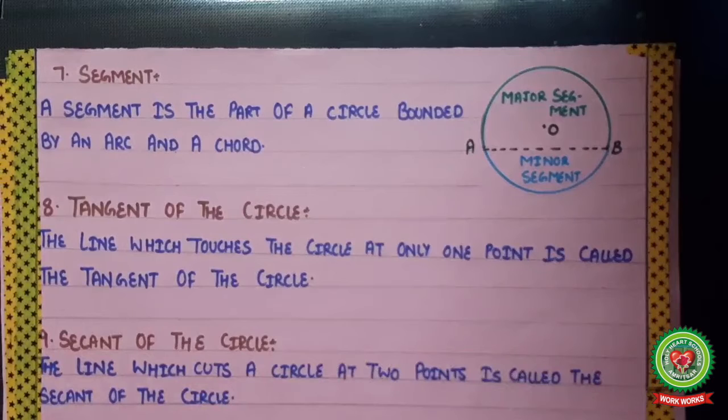Students, next term related to the topic is secant of the circle. Now what is secant of the circle? The line which cuts a circle at 2 points is called the secant of the circle. Here this line will cut the circle and this line will go outside the circle. So this line will be known as secant of the circle. Now I will show you the figures where the difference between chord, tangent and secant will be clear to you.